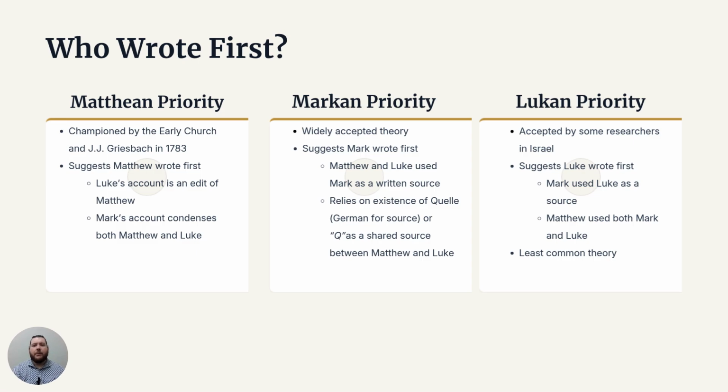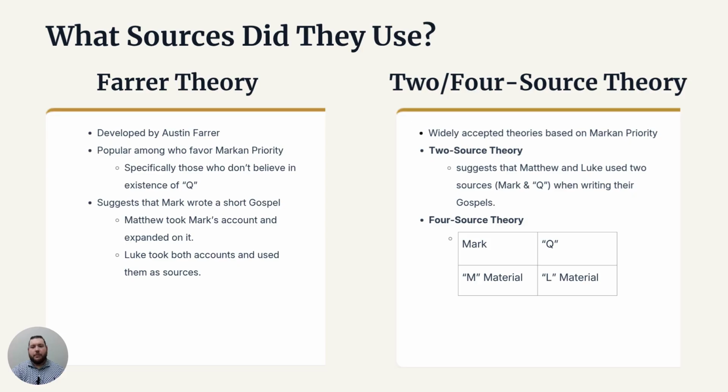Second, Markan priority, which is the more widely accepted theory among modern scholars. It argues that Mark wrote first, Matthew and Luke independently used Mark as their primary resource, and because Matthew and Luke share material that's not found in Mark, this theory relies heavily on the existence of Q source. Finally, there's Lucan priority, which is a less common theory primarily supported by a few researchers in Israel, which argues that Luke wrote first, Mark adapted Luke, and then Matthew used both.